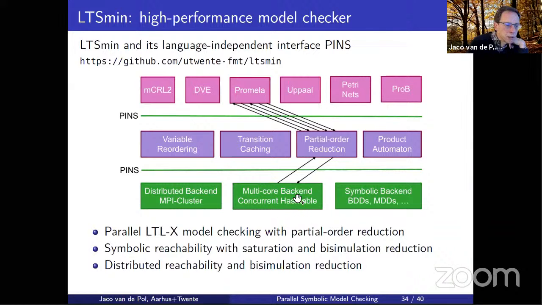It has partial order reduction. You also have the symbolic part, which now uses parallel BDDs, which I have skipped in this talk, but we have a parallel BDD library. And one can now do symbolic model checking for Promela models, or for process algebra models, or for Petri nets, etc. And we also still have a distributed backend. This is the oldest part, but it's still working, and it can do reachability and bisimulation reduction.